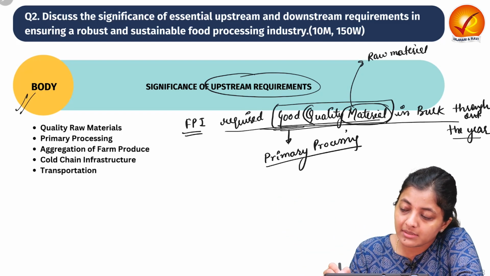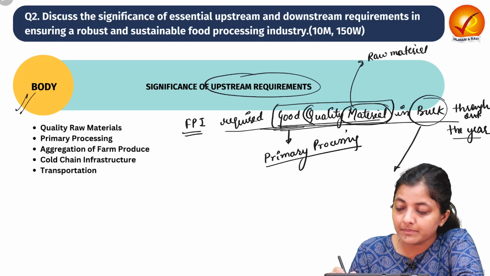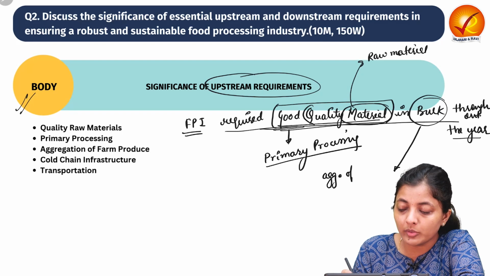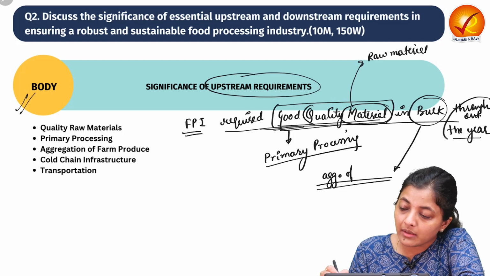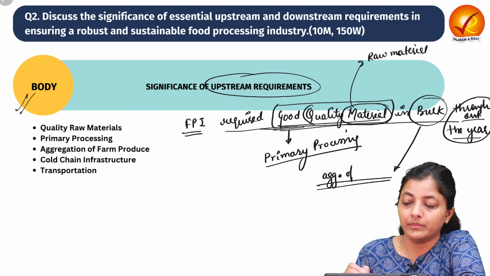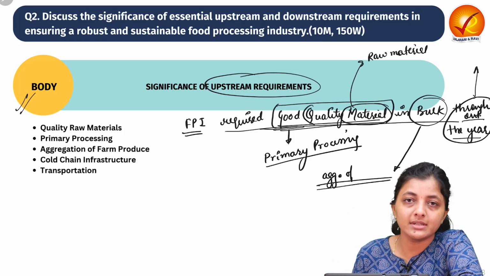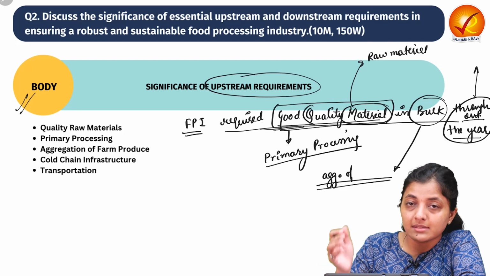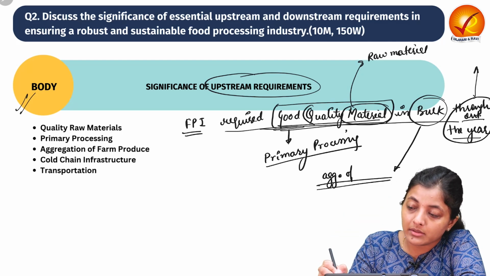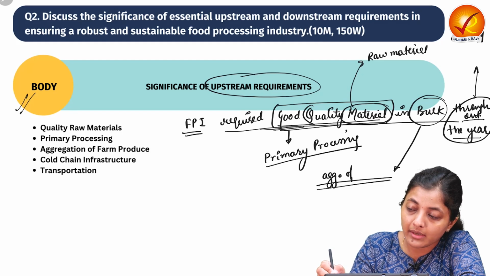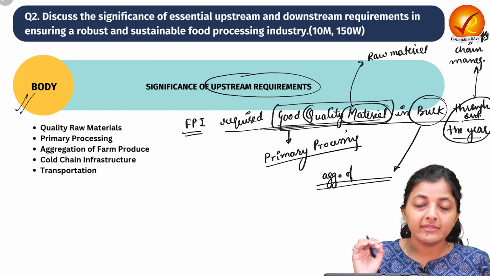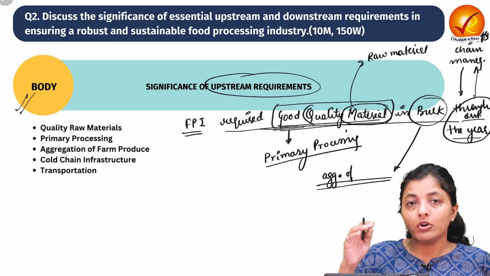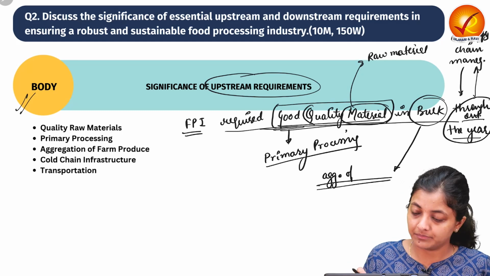Now the FPI requires material in bulk. It means the aggregation of the farm produce should be done at the village level. And the FPI also requires it throughout the year. It means that since there are some perishable products, among the upstream requirements there should be robust cold supply chain management, so as to increase the shelf life of the farm produce, reduce wastages and also ensure year-round supply to the FPIs.